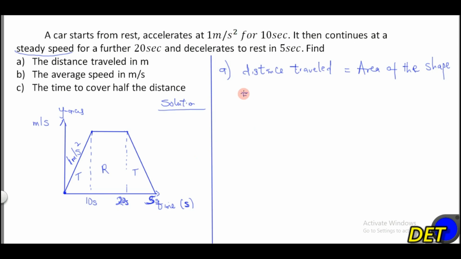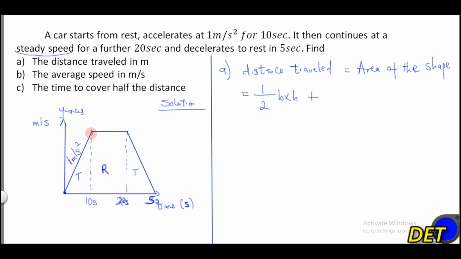So that will be equal to the area of the first triangle that I have here, which is what? What's the formula for area of a triangle? It is half base times height, plus the area of this rectangle.